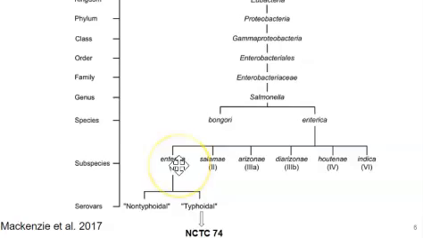And within the enterica subspecies, there are 2 known serovars. There are actually more than that. This is an oversimplification, but there's a serovar called non-typhoidal and one called typhoidal. And within that, we've got the strain NCTC74. And I took this figure from a paper. The link is in the slideshow below.